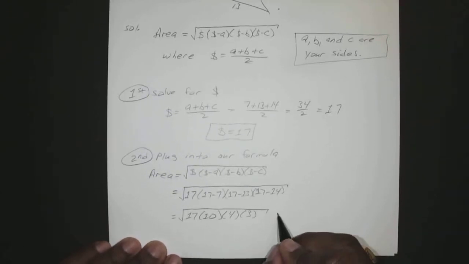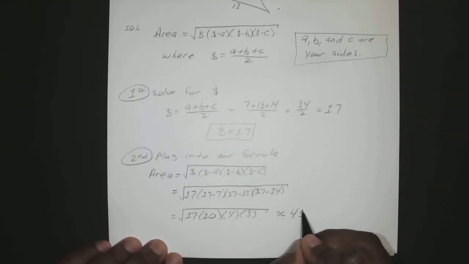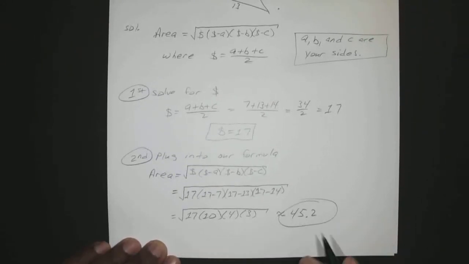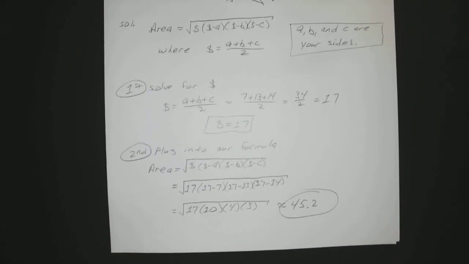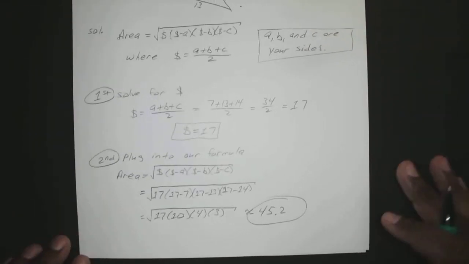Okay, so you plug that into your calculator, you end up with 45.2 as your area. All right, so that one's pretty straightforward. All right, any questions on that one? All right. Leave that up for a few seconds.